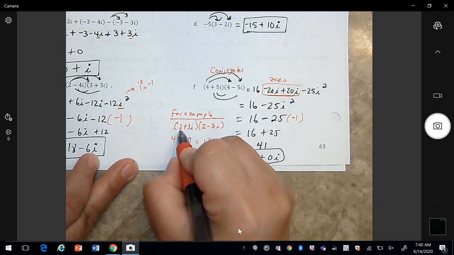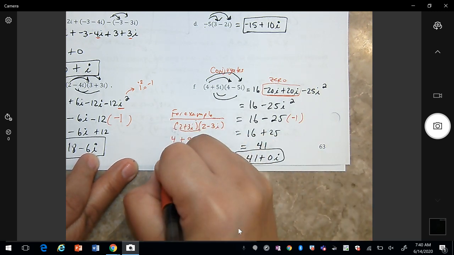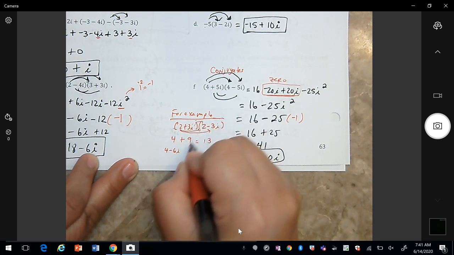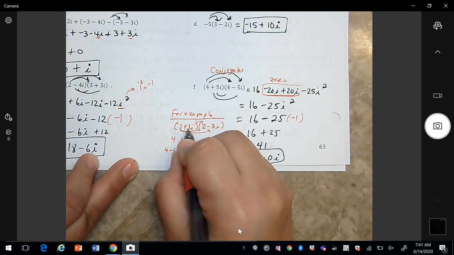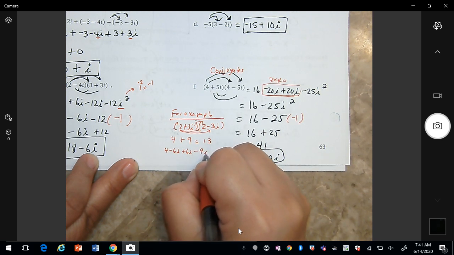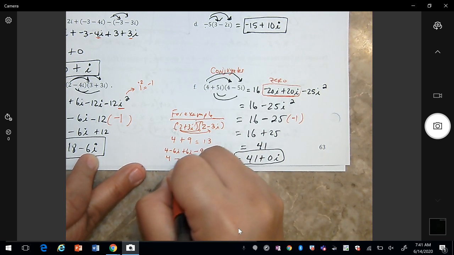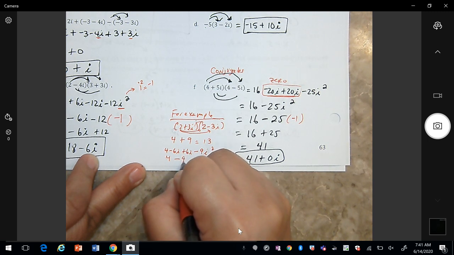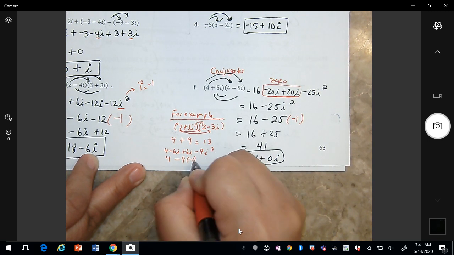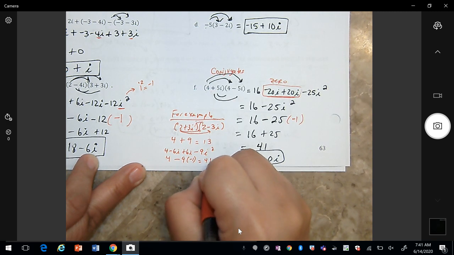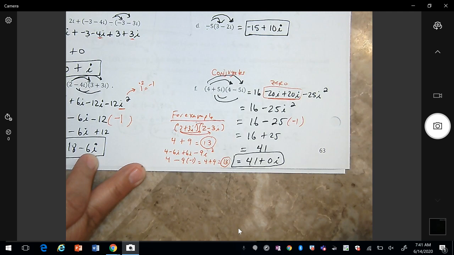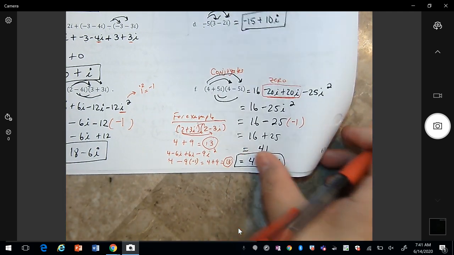Well, you can see that if I multiply 2 times 2 is 4, 2 times negative 3i is negative 6i, 3i times 2 is positive 6i, 3i times negative 3i is negative 9i squared. The 6i and negative 6i cancel, and instead of i squared, I can write negative 1. So that gives me 4 plus 9, which is 13. Okay.